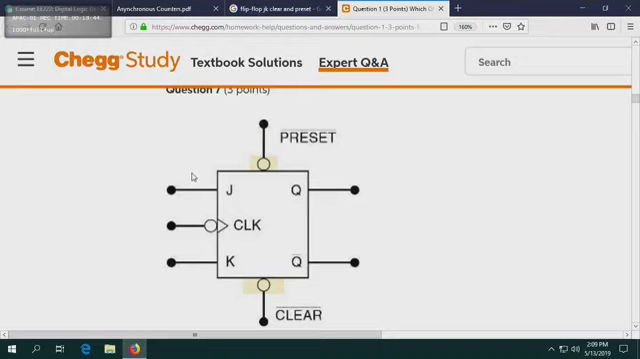Now let's look at preset. If you provide a 0 to the preset, because there's a bubble there, the bubble indicates that only active low will activate that line. Active low means a 0 volt will activate that line. So can you see preset also has a bubble. The bubble indicates that only active low activates that line.